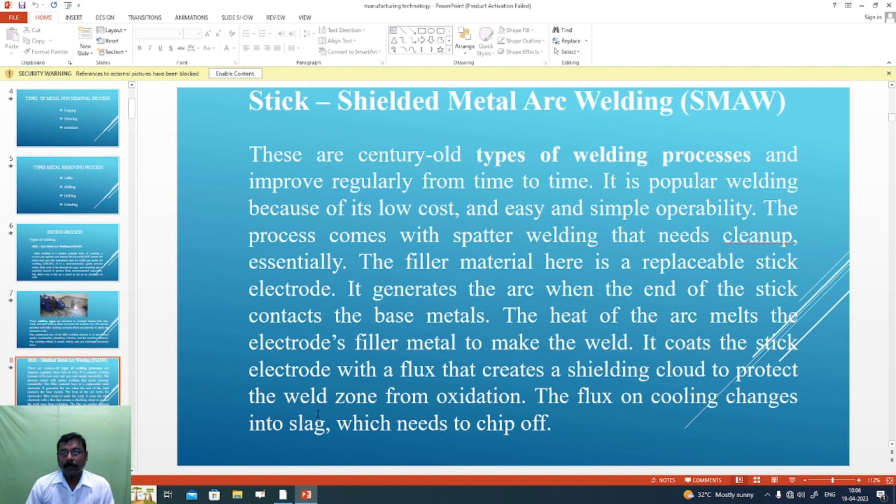It generates the arc when the end of the stick contacts the base metals. The heat of the arc melts the electrode, the filler metal, to make the weld. The stick electrode is coated with a flux that creates a shielding cloud to protect the weld zone from oxidation. The flux on cooling changes into slag, which needs to be chipped off.